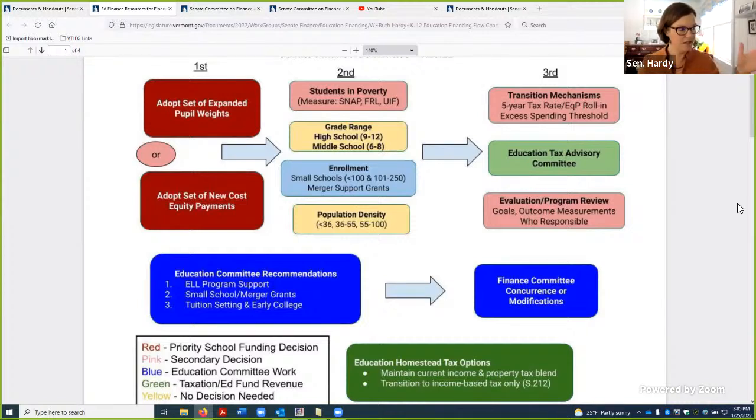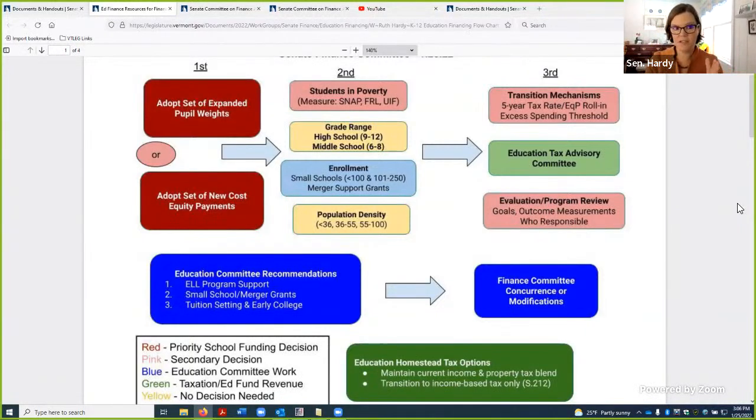So if you look to the left-hand side of the flow chart, the first decision point is in the bright red, and that is the decision about whether we adopt an expanded set of pupil weights or if we adopt a new set of cost equity payments. And I can go into what that means, but that is the first decision that we have to make, and that will then enable us to make the other decisions.